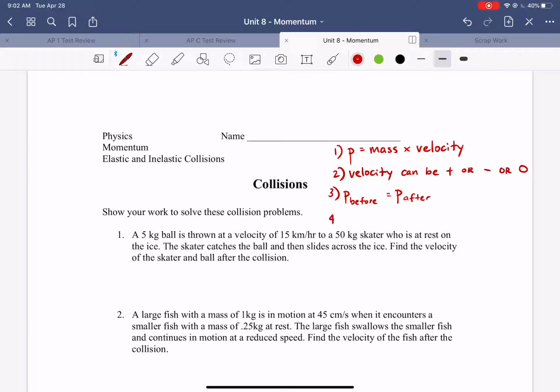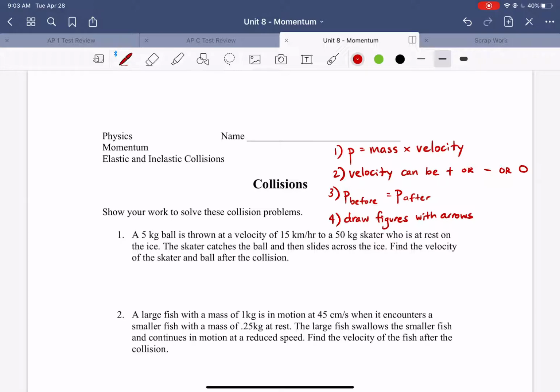And then maybe a fourth idea is to always draw figures. So some of the problems on this worksheet show figures, but you should always draw a figure with arrows that represent the motion of the objects. So the arrows give you a nice visual cue so that you can look at and see if the object has a positive velocity or a negative velocity.